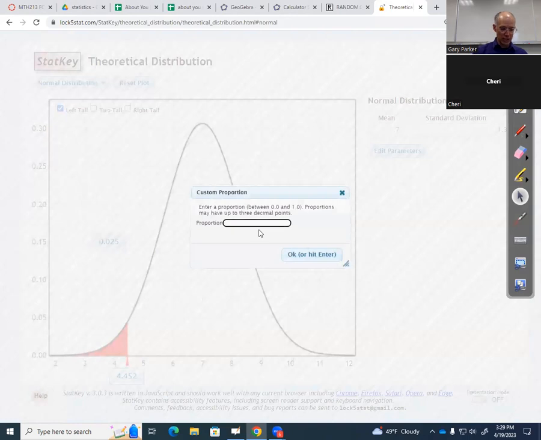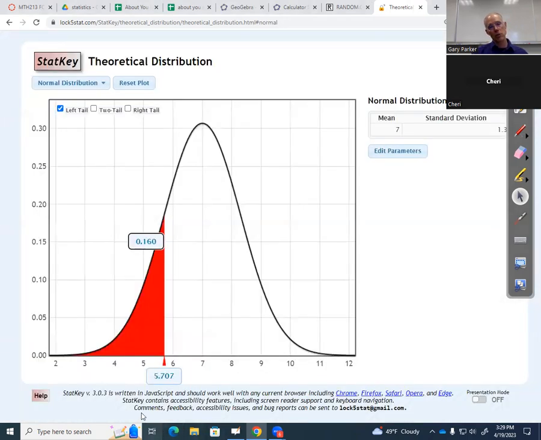I was looking for the 16th percentile. Back to as a decimal, 0.16. Here it gives me 5.707. I had called it 5.7, so they're close. So I can either start with a percent and find a number, or I could go the other way. Given a number, I can find the percent.